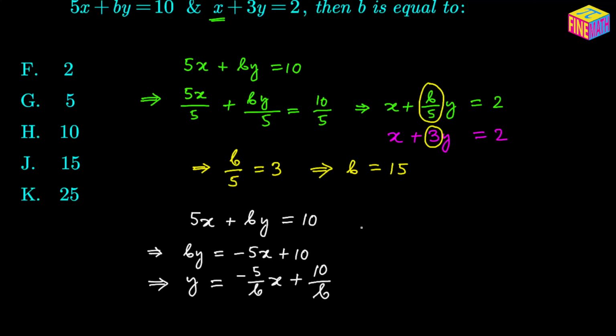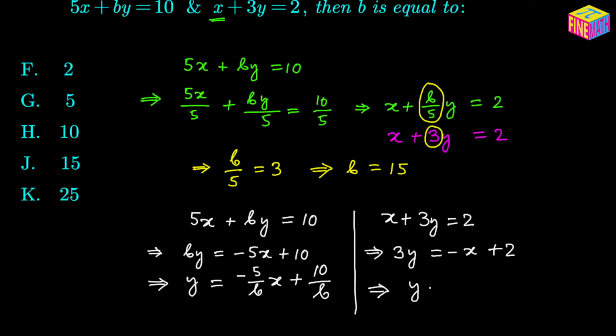And now let's look at the second equation. The second equation was x plus 3 times y is equal to 2. And from here, can we write it like this? Then 3 times y is equal to negative x plus 2. And if we divide both sides by 3, then we get y equals negative 1/3 times x plus 2 over 3. Now, if both of these equations represent two coincident lines, then guess what? Two things have to be equal. Their slopes have to be equal and the y-intercept also has to be equal.